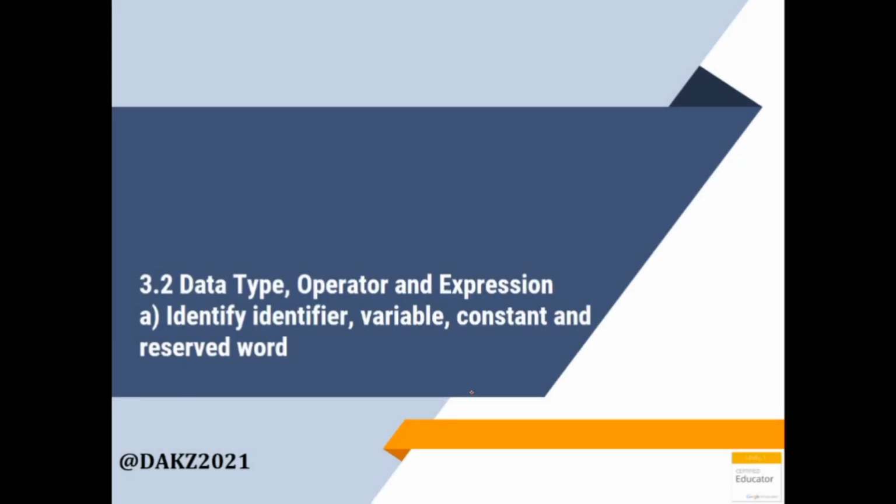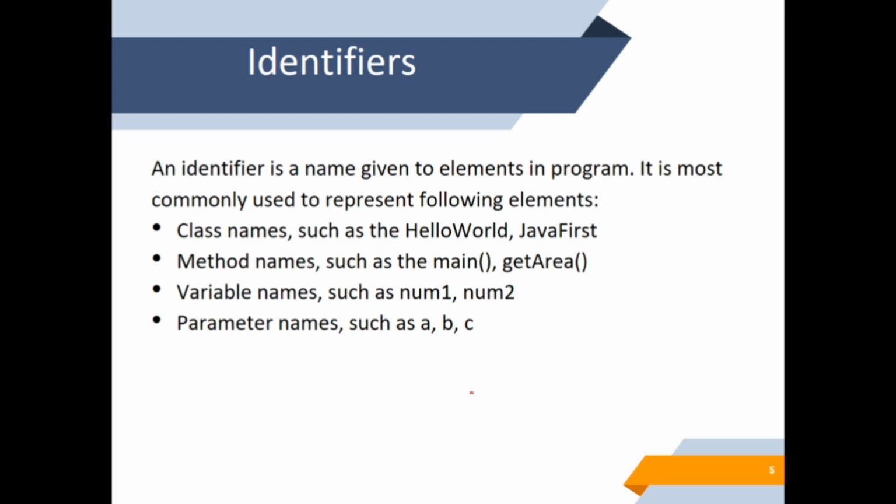We go to the first one: identifier, variable, constant and reserved words. What are identifiers? Identifier is a name given to elements in a program. It is most commonly used to represent the following elements. Class names, for example, HelloWorld, JavaFirst. Method names, such as the main method, the getArea method. Variable names, such as num1, num2, and also parameter names, such as A, B, C, Y, and so on.